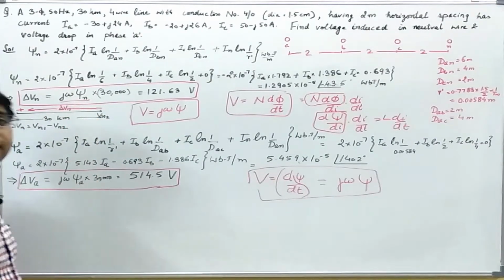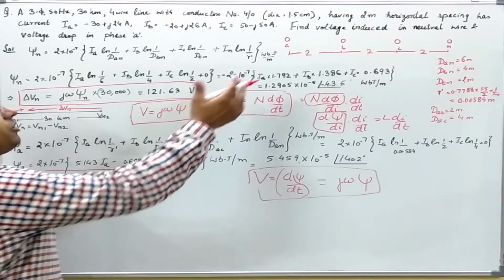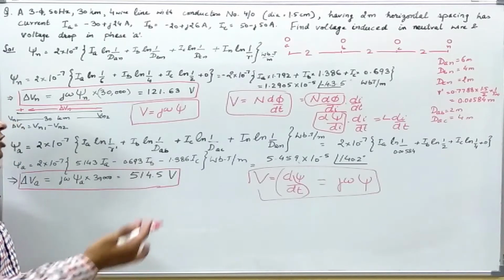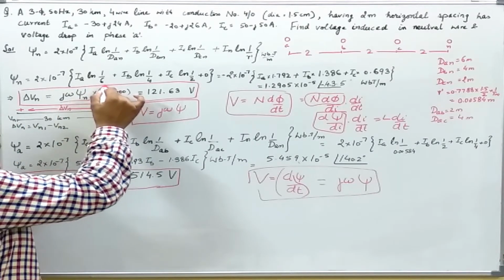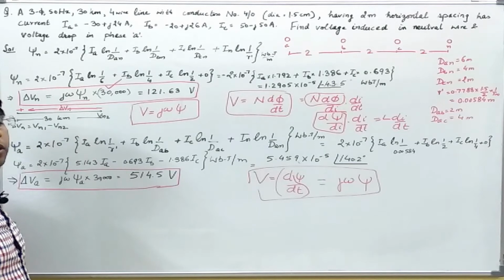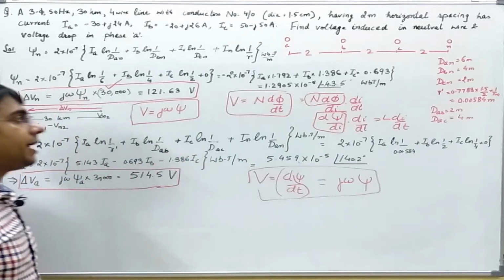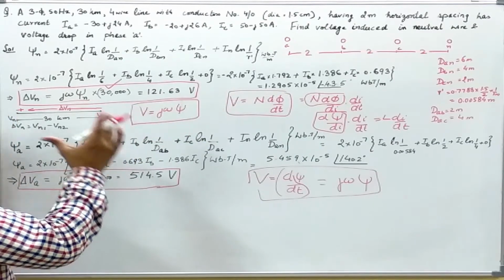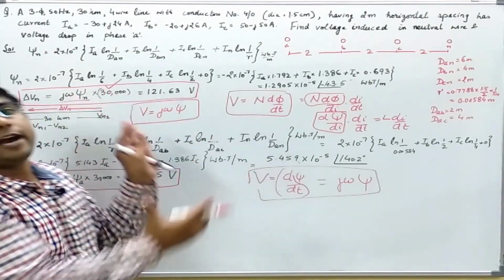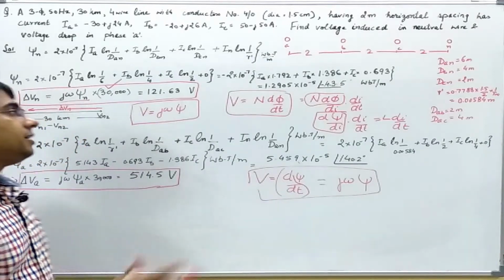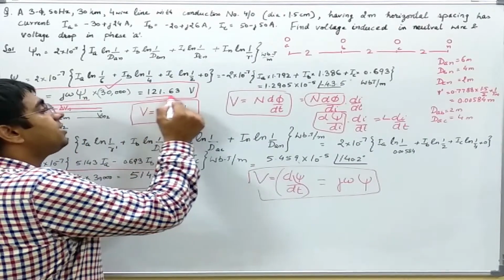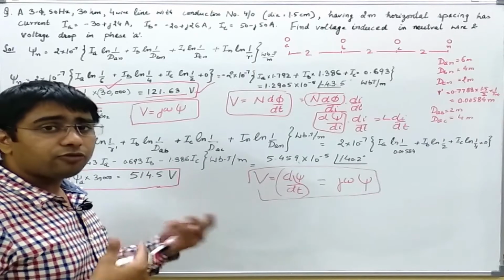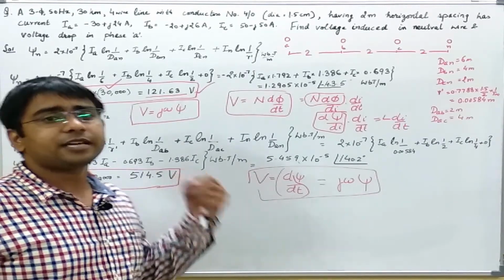And since the flux linkages which we have got from the formula are per meter of the length of the conductor, we need to multiply it with the total length of the line to get the total voltage drop along the length of the line. So putting up the values, we will see that the voltage drop along the neutral wire of the full length of the line is simply 121.63 volt.